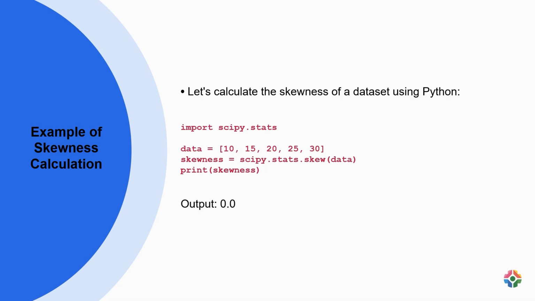A positive skewness indicates a tail on the right side of the distribution, while a negative skewness indicates a tail on the left side. In our example of 10, 15, 20, 25, 30, with a skewness of 0.0, it indicates a symmetric distribution with no skewness.